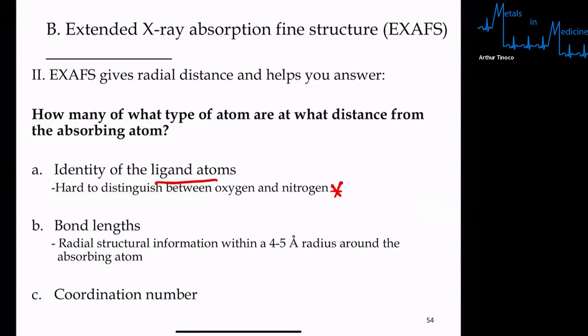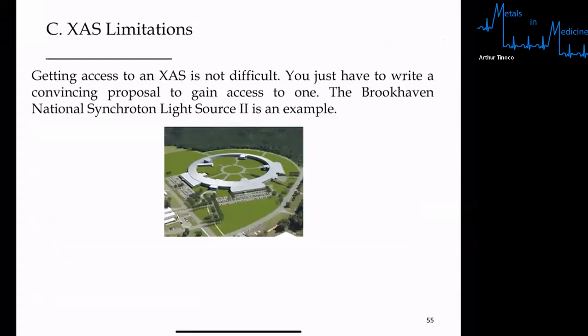But oftentimes, the way you work around it is that you need to know your system, and you need to make educated guesses of what would reasonably be there, based on what type of molecules are surrounding that metal, for it to be an oxygen or a nitrogen. So details like that can be quite important. You also get information about the bond lengths. So you get the structural information within 4 to 5 angstrom around the absorbing atom, and you also get the coordination number. So here you start to pick apart the structural information of the coordination modality around that given element, or in this context, a metal of interest.